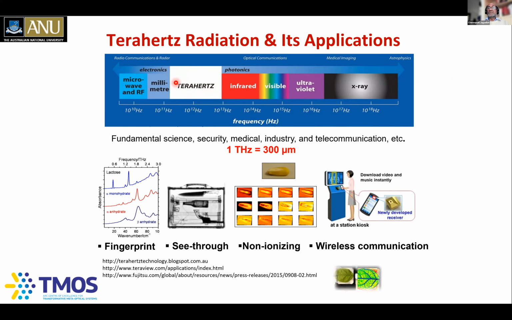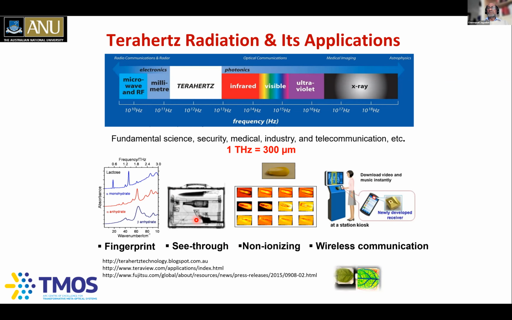This terahertz technology is now widely used for a wide variety of applications. So why are people interested in terahertz radiation? It turns out that many biological and chemical molecules have signatures in the terahertz part of the electromagnetic spectrum. Here is the case of lactose, for example: monohydrate, anhydrate, and all of these have signatures in the terahertz part of the spectrum. A lot of pharmaceutical molecules, drugs for example, also have signatures in this area. Also, terahertz radiation is reflected by metals.